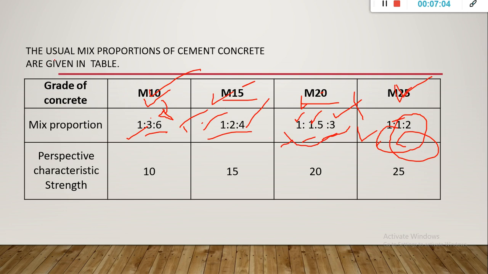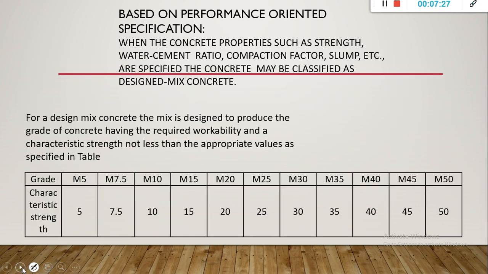Okay, so the characteristic strength is found from the M term. So M10 means 10 MPa characteristic strength. Similarly, 15 means 15 MPa, 20 means 20 MPa and 25 is 25 MPa characteristic strength. Okay, so based on the performance oriented specification, when the concrete properties such as strength, water cement ratio, compaction factor, slump etc. are specified, the concrete may be classified as design mix concrete.